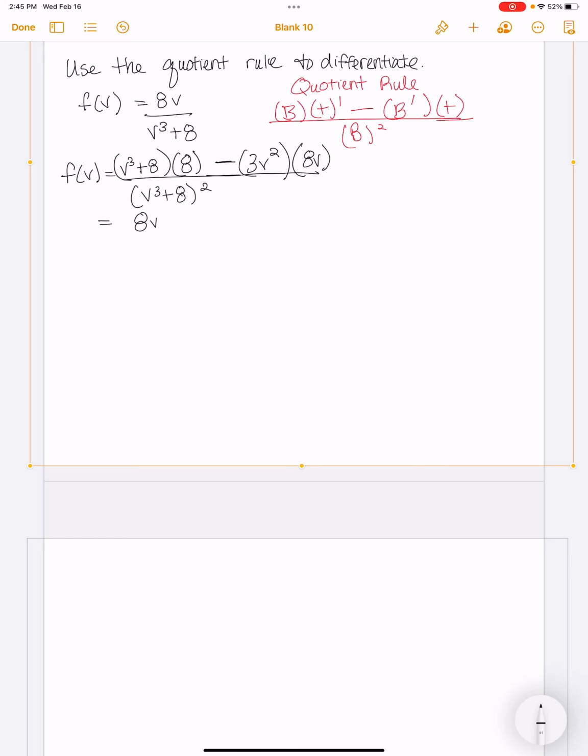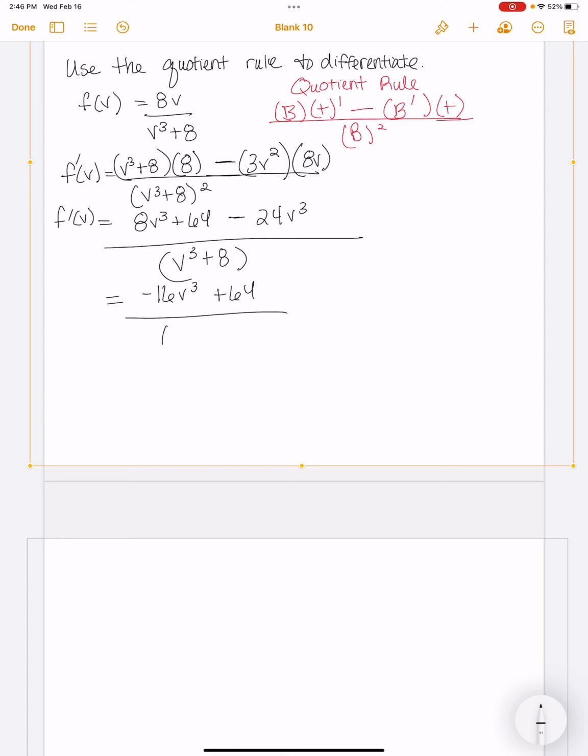So we're going to have 8v cubed plus 64 minus 24v cubed, all over still v cubed plus 8, squared. I forgot my notation. Don't forget your notation. Okay, and then 8 minus 24 is going to be minus 16v cubed plus 64, all over v cubed plus 8, squared. And then this is your answer. That's our derivative.